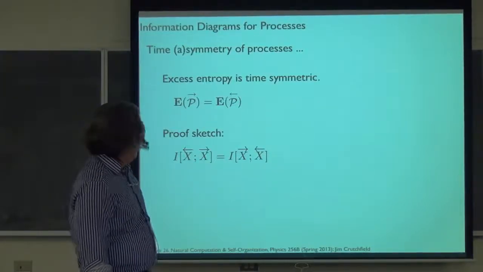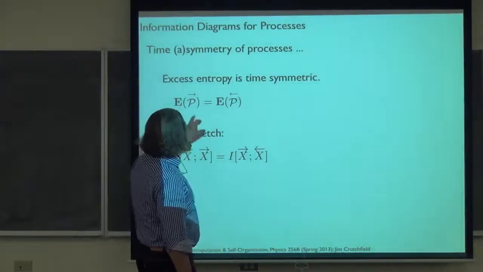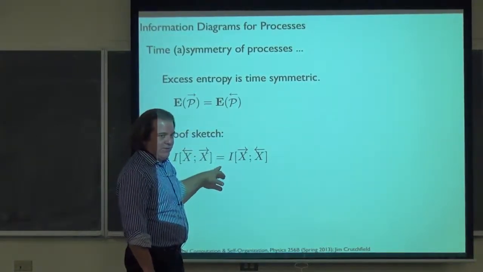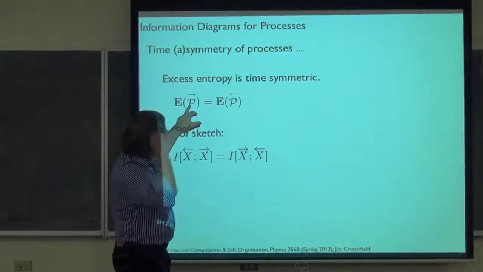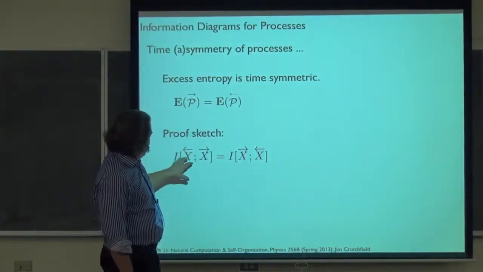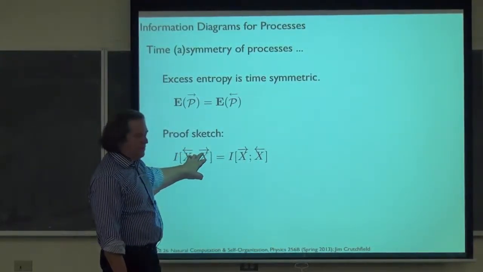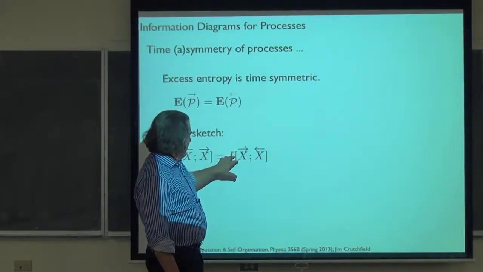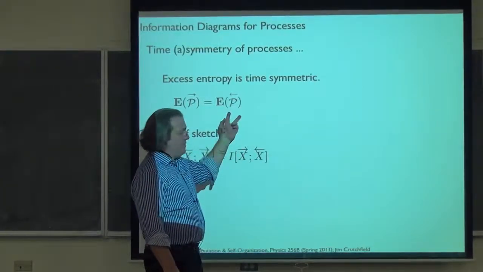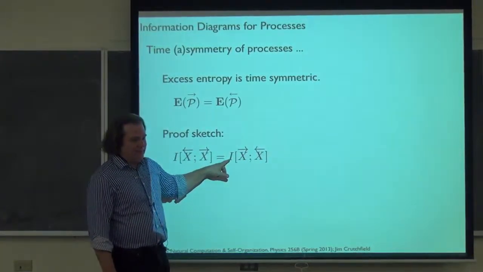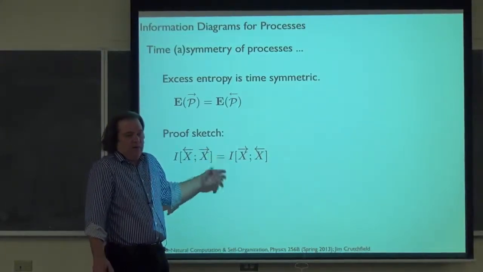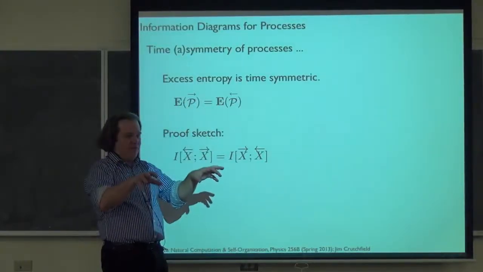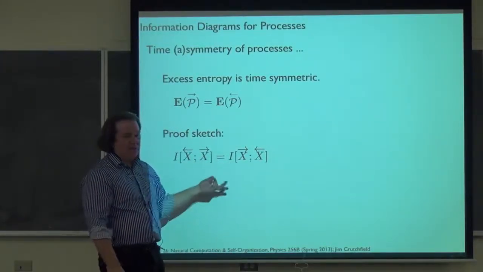Okay, well, what about the excess entropy? The excess entropy of the forward and reverse process are equal, and this proof is just trivial, right? Excess entropy of the forward process is the shared information between the past and the future. Excess entropy of the reverse process is this mutual information between the future and the past. I just swapped these things, but we know this function I of x, y is symmetric in x and y, right? Inside the log, we just have the joint over the marginals, and it doesn't matter how I write them down. So it's just immediate.